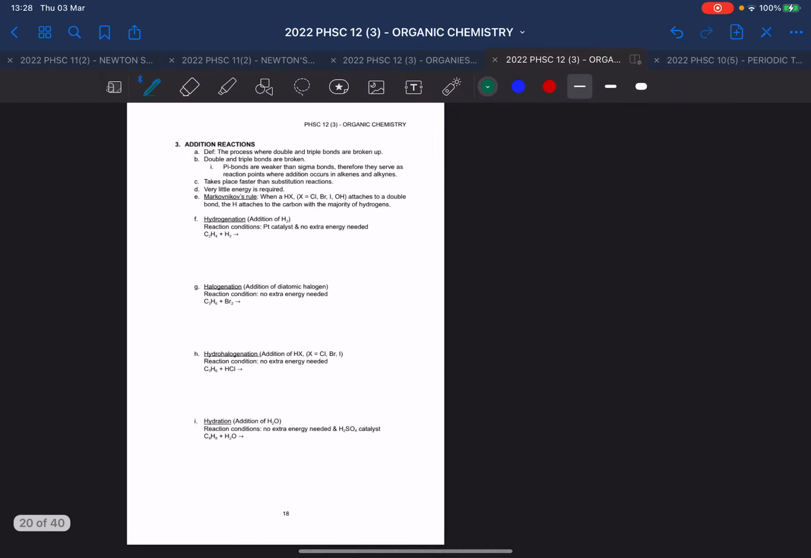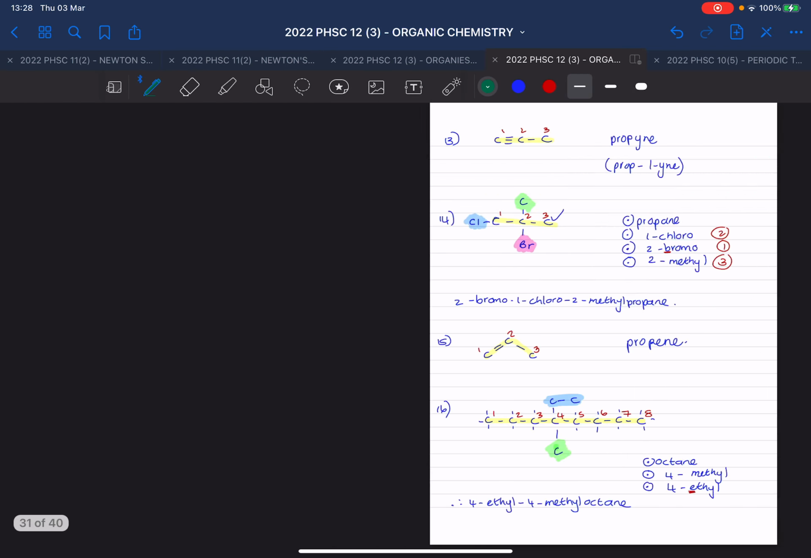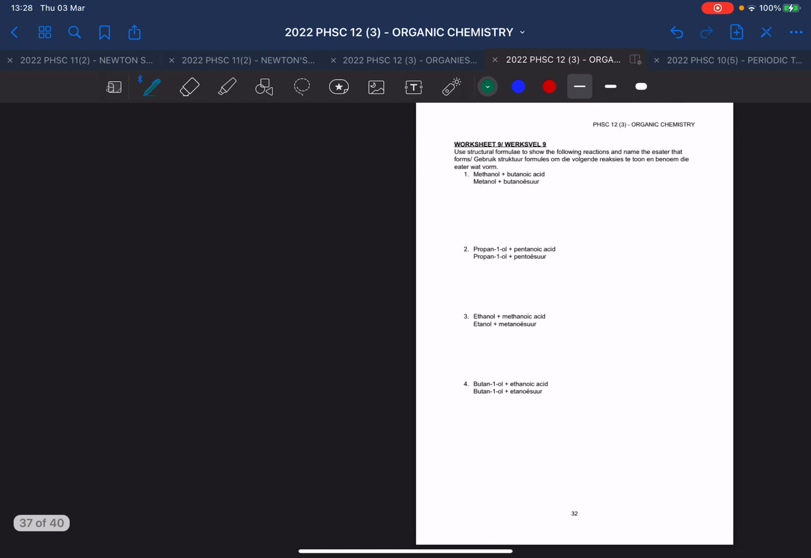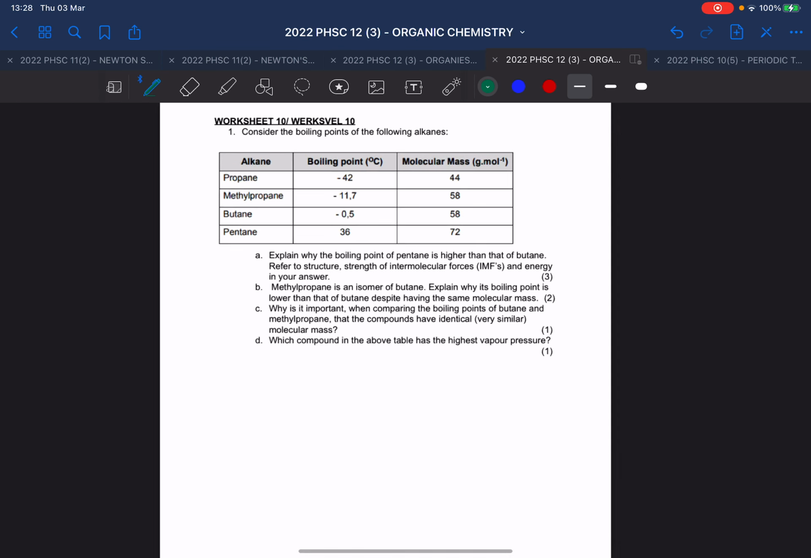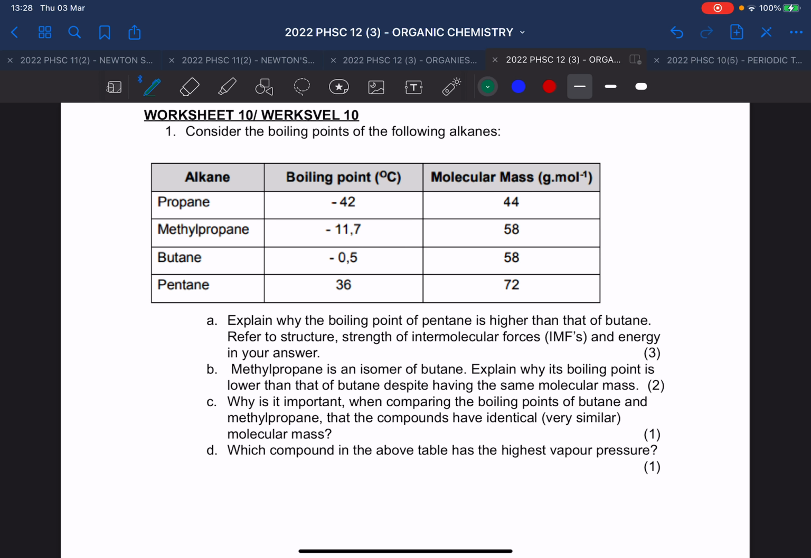I want to quickly look at a question. I think it's maybe the last page. Almost, yes, last page. They say they consider the boiling points of the following alkanes. Now sometimes with a question like this, they might give you a graph. If you look at the past papers, there are some graphs. Here I got a table.